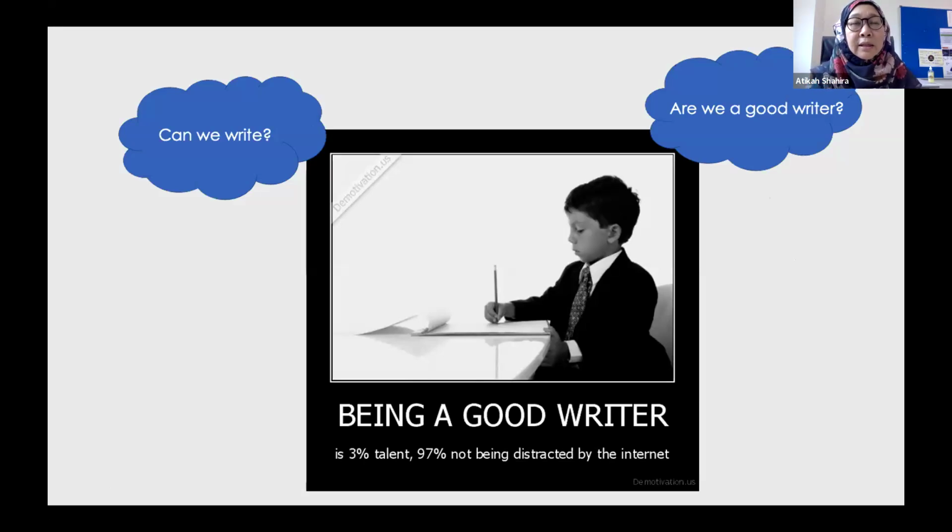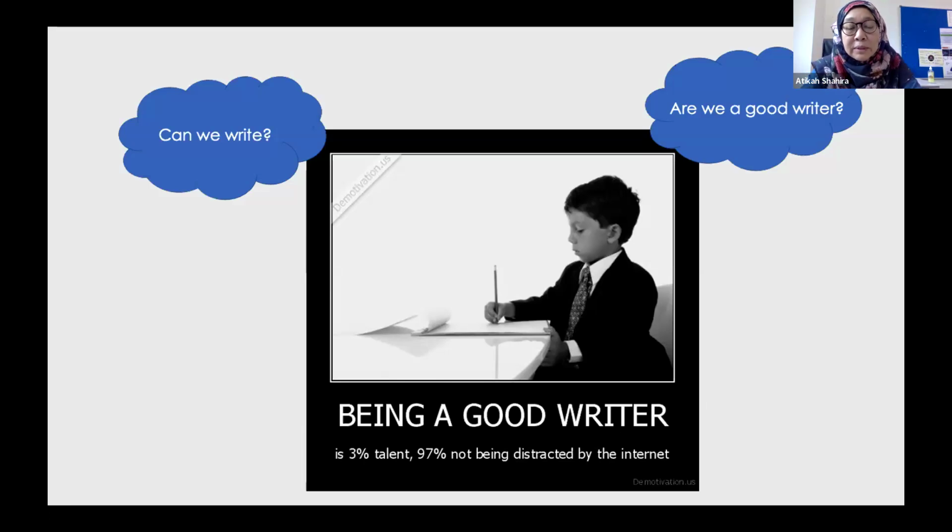If we look at this, actually, based on the research, only 3% in our life is a talent to be a good writer, and the other 97% is not being restricted by the internet, meaning that to be a good writer, you don't have to be really talented.